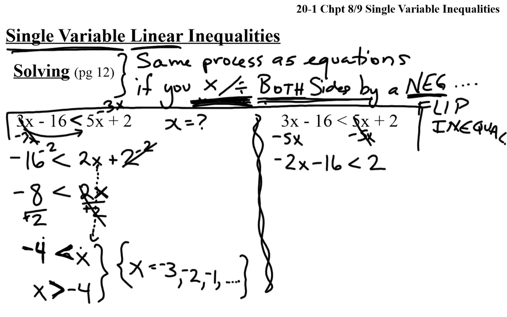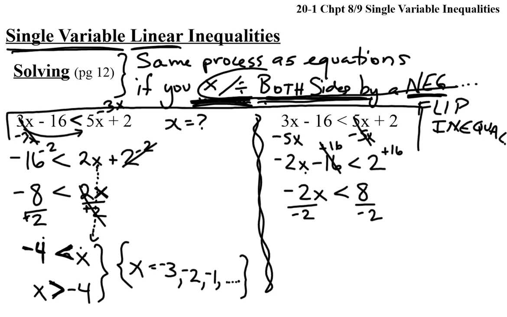We have to be aware if we multiply or divide both sides by a negative. Haven't done that. To get x by itself, I'm going to add 16. Add 16. We now have a negative 2x less than 8. Negative 2x less than 8. Divide by negative 2 on both sides. Divide or multiply both sides by a negative, flip the inequality.